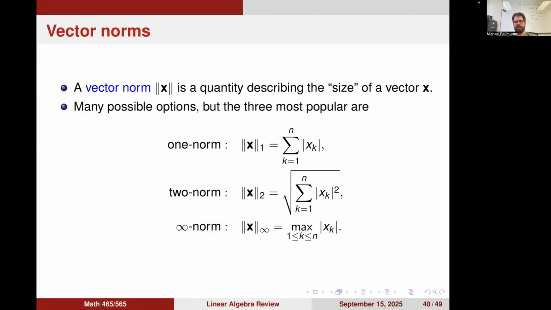A vector norm is a quantity that describes the size of a vector. There are many possible ways to do this, but the three most popular are the one norm, the two norm, and the infinity norm. The one norm, to get that, you take the absolute value of every entry and you sum them up. The two norm, also called the Euclidean norm, you take the absolute value of every entry, you square it, you sum them up, and then you take the square root at the end. Somewhat analogous to the traditional distance formula. Lastly, the infinity norm is simply the maximal absolute value of each entry.